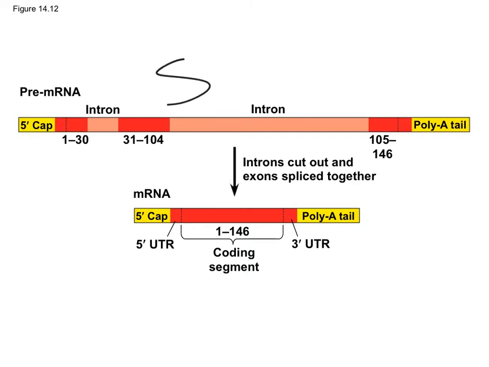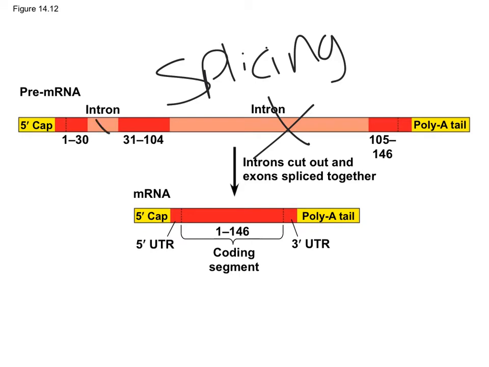Let me write that out. Splicing is when the introns, which are non-coding sections of DNA, are cut out. Why they don't code is a long story, and we don't have time to get into that. But basically, what matters is the exons, which are the coding sections, are stitched together into a new piece of RNA that is shorter.